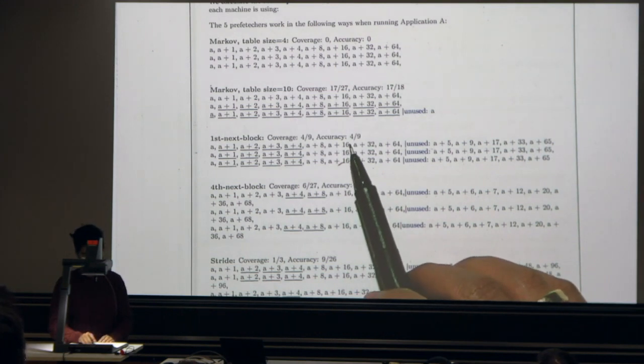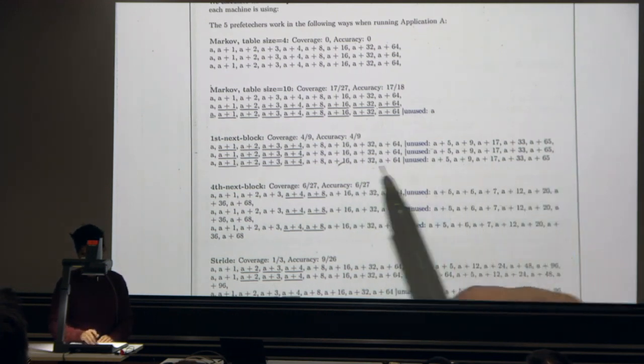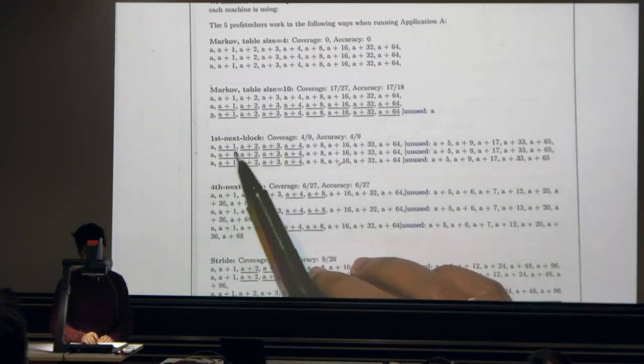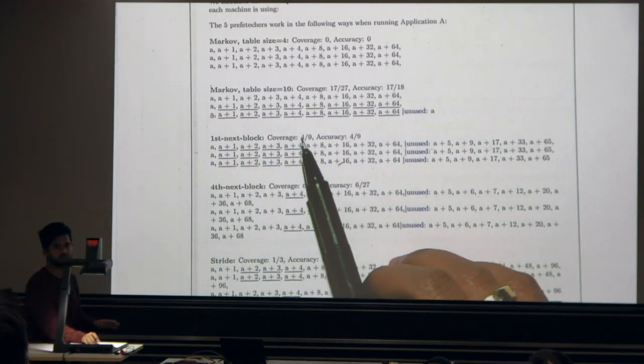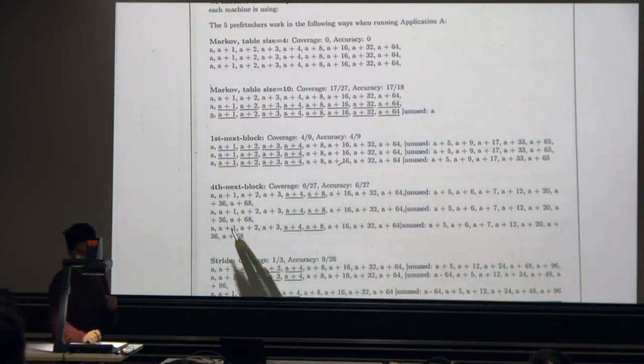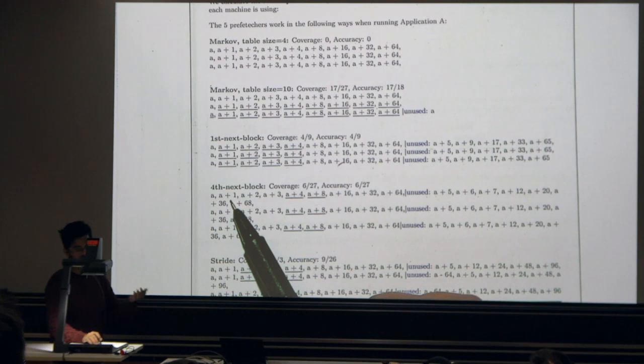Ideally, we should measure accuracy based on how much you prefetched. But okay, in this case, the coverage is 4 by 9. Is it clear? Okay. So let's go to the fourth type of prefetcher. So that's the fourth next block. Okay. So fourth next block, again the same thing.